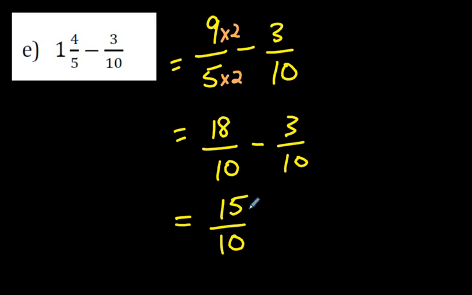So we could divide the top and the bottom by what number? What number would divide both of these? If you're saying 5, you are correct. So that would give us 15 divided by 5 is 3. 10 divided by 5 is 2. And then our final answer would be a mixed number.